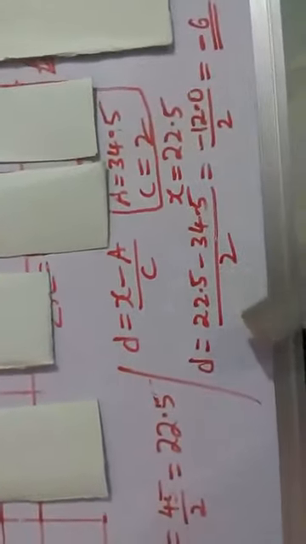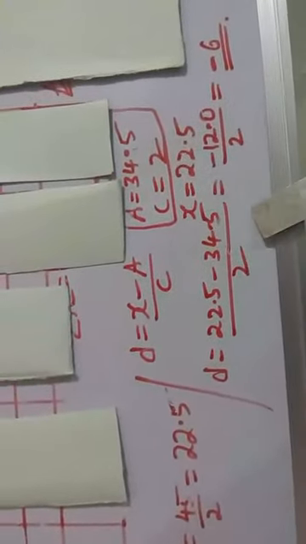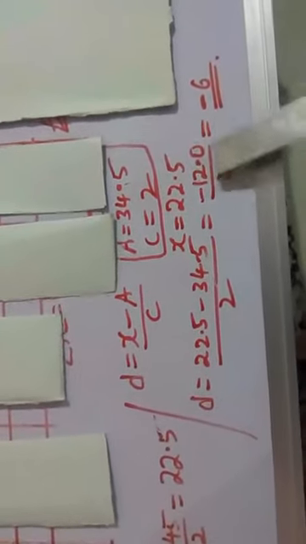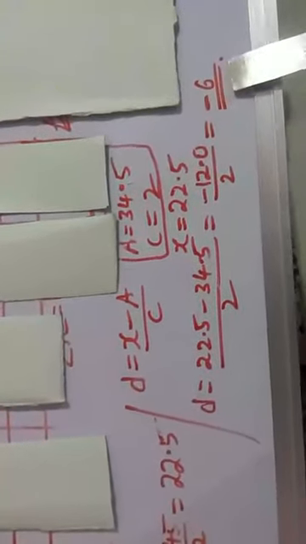So D equal to x minus A by C. A value is 34.5, C equal to 2. So D equals this x value minus A value divided by 2. I will be getting minus 12 by 2, sorry, minus 12 by 2, I will be getting minus 6 as the answer. Likewise 26.5 minus 34.5 by 2, the answer will be minus 4. Likewise use the same method to get the answer for this D value.